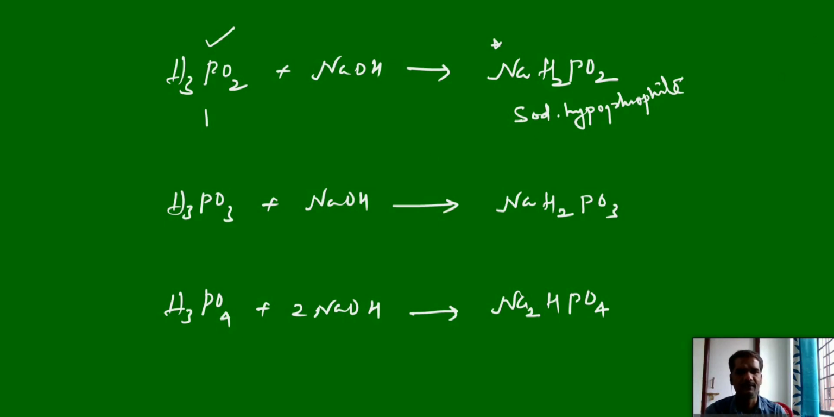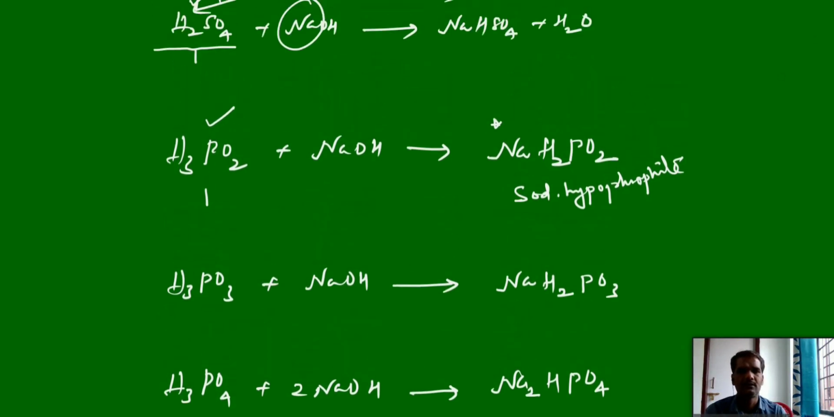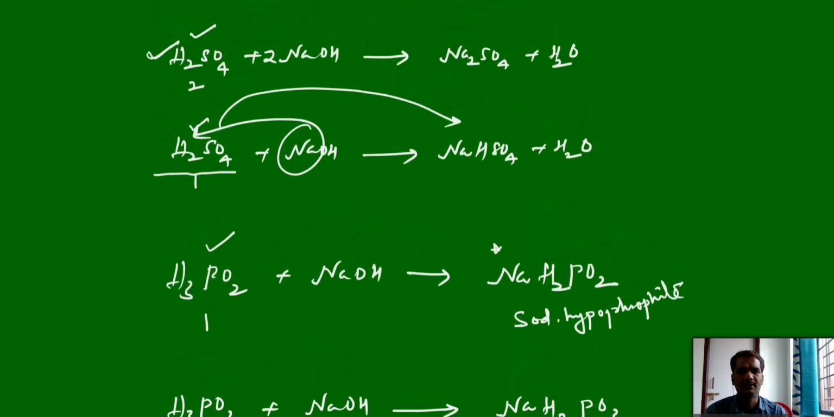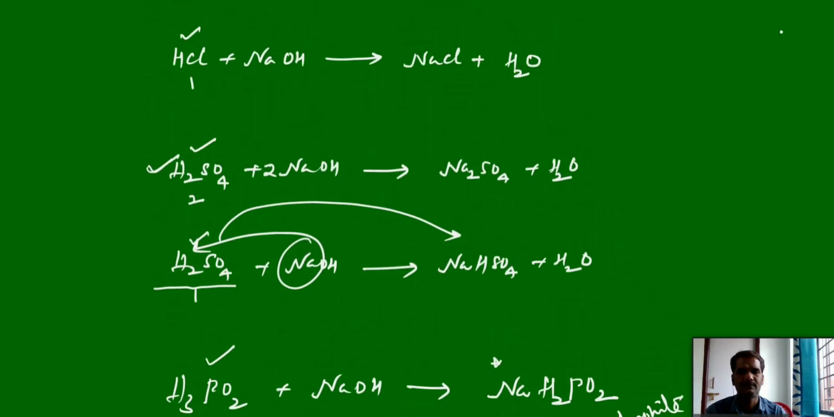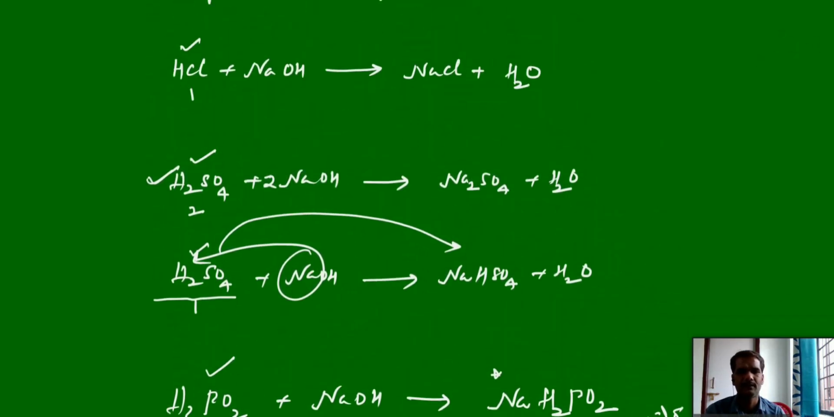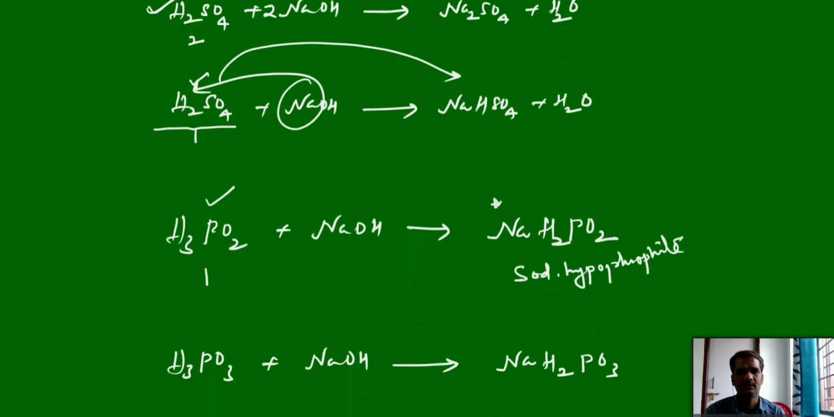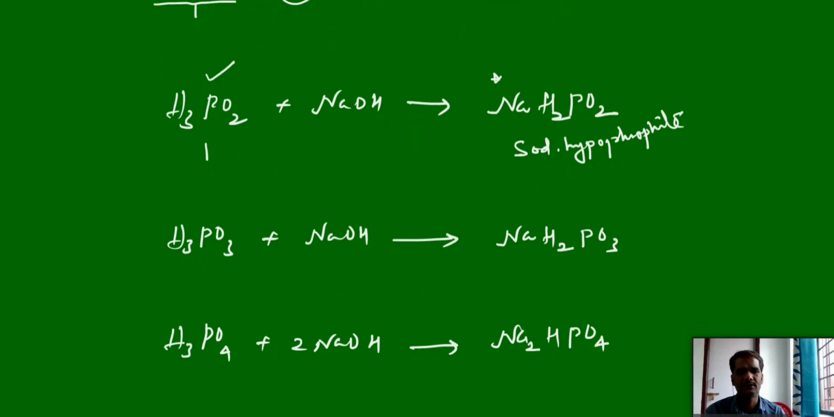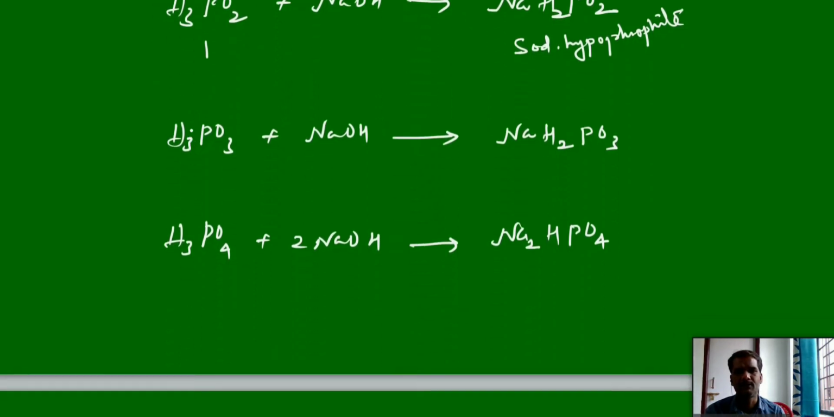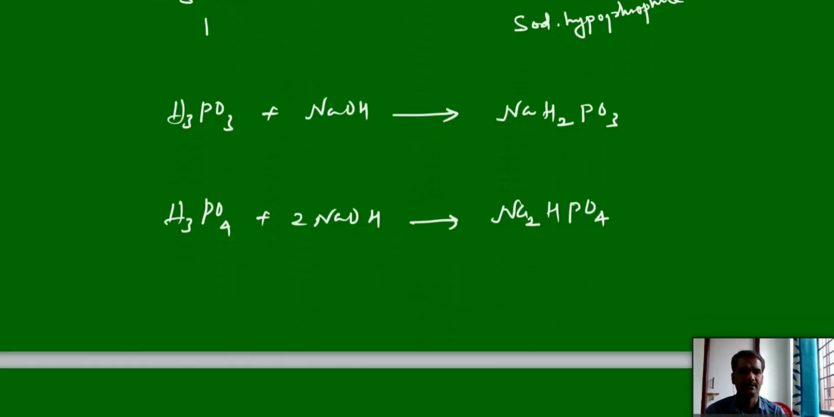Just to recollect the previous example. This one. One here. Just you check. H3PO3, how many protons replaced? So you are getting H2PO3 here. So out of 3 hydrogens, only 1 hydrogen is replaced. So we can say here is 1.